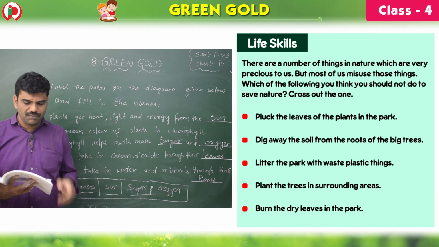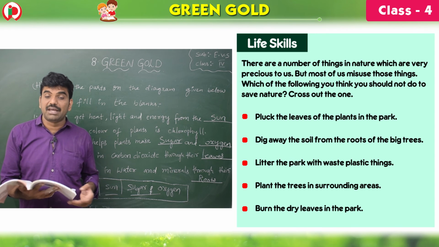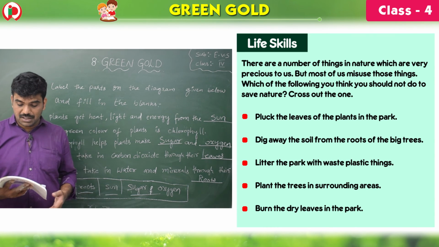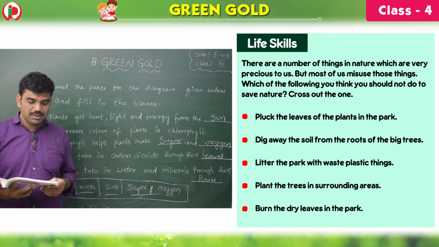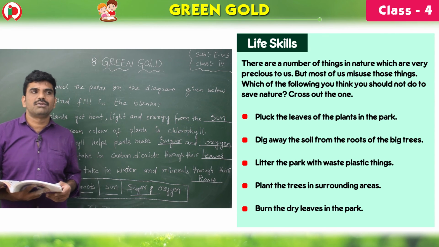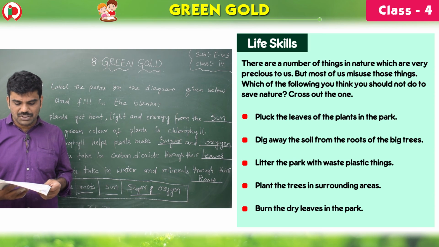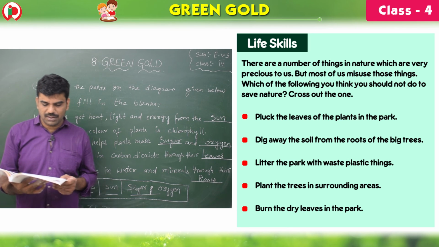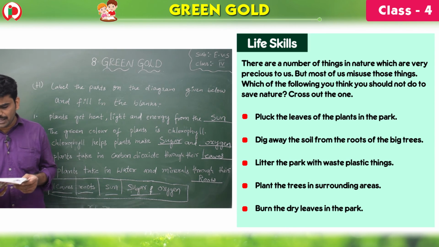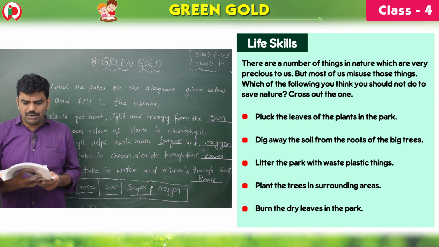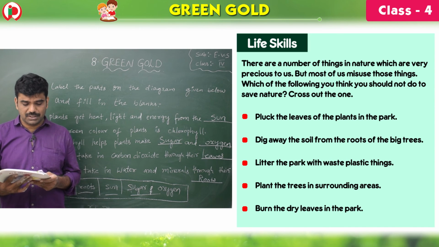There are number of things in the nature which are very precious to us. Precious means very valuable. There are number of things, but most of us misuse those things. We won't use the precious things properly. We will misuse. So which of the following you think you should not do to save nature? Cross out the one. So what you should not do to save the nature?